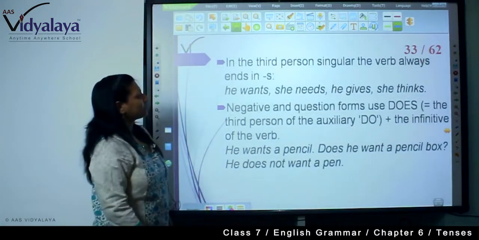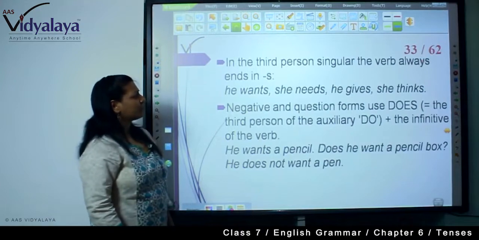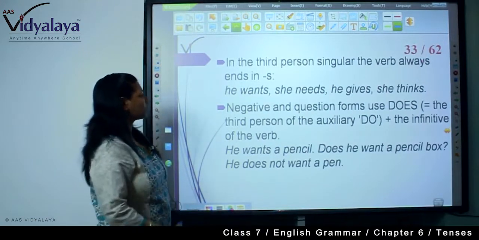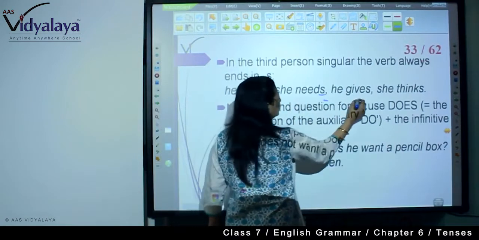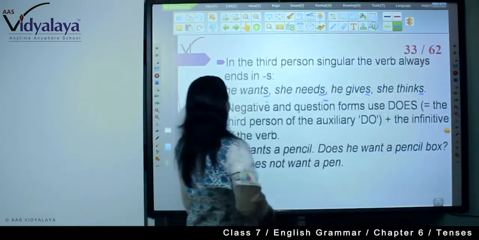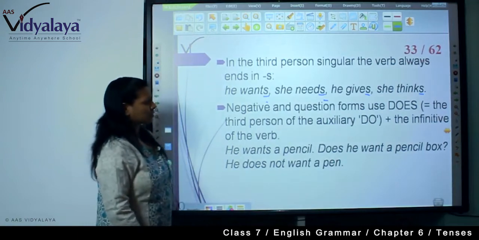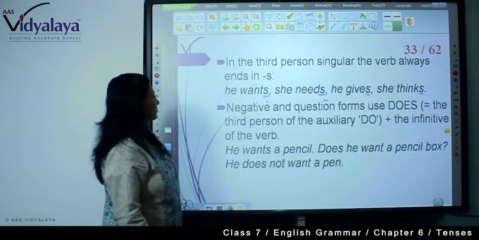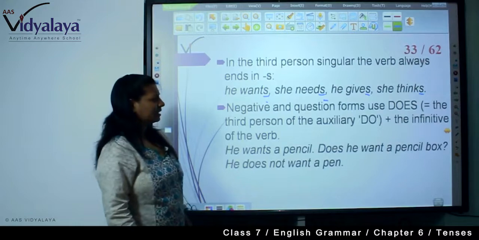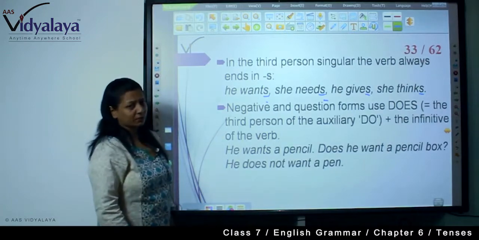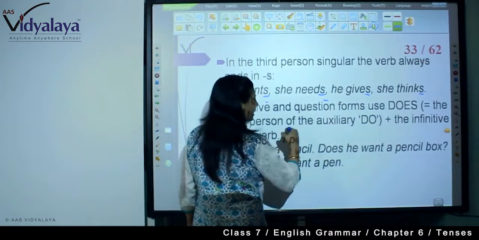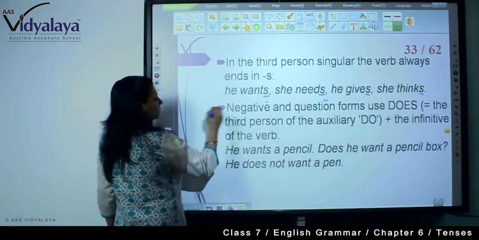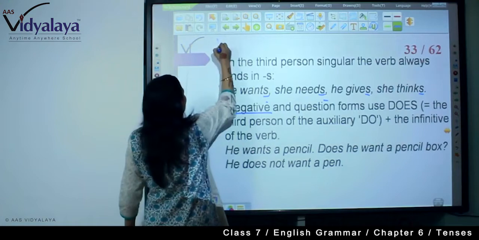Now, in the third person singular, the verb always ends in S. For example, wants, needs. Here, see, only S is here. Now, negative and question form use does: the third person of the auxiliary do plus the infinitive of the word. Now, here we are doing, suppose this is negative.